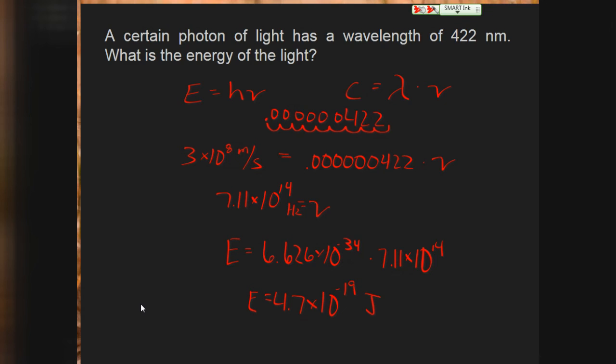It's a small amount of energy, but that's just for one photon, and you have to think you have trillions upon trillions of photons if that's the case, and so it adds up to be a lot of energy. Okay, this is how we would do an energy of a photon problem.